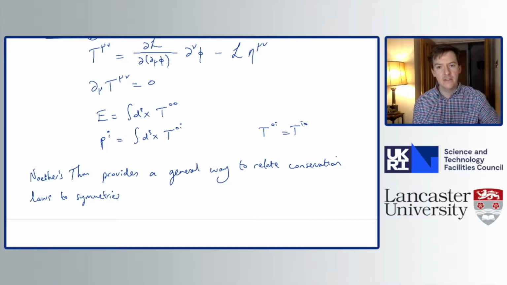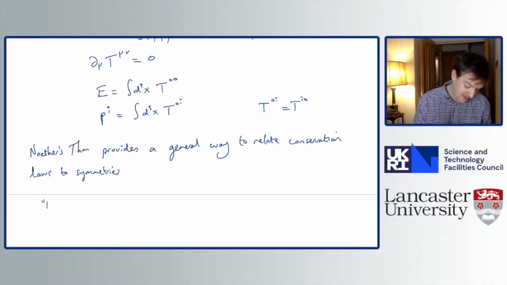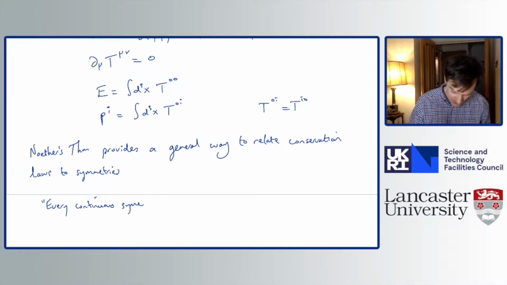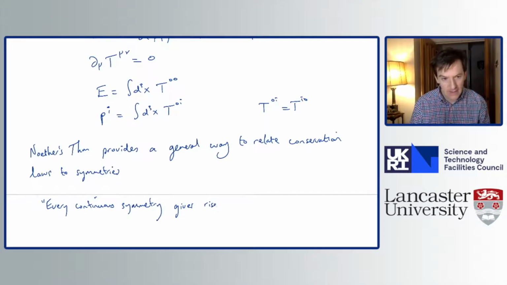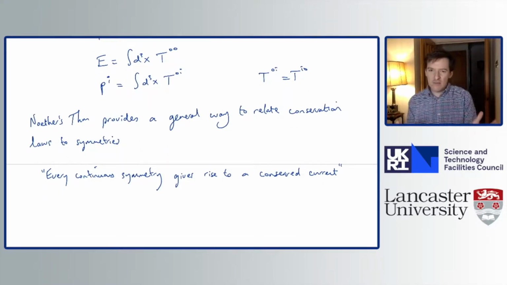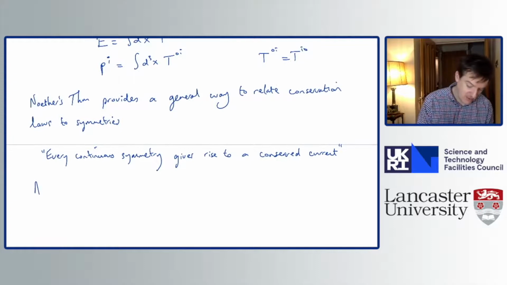Okay, so the statement of Noether's theorem is that every continuous symmetry gives rise to a conserved current. So if I have two continuous symmetries, I'll have two conserved currents. If I have four continuous symmetries, I'll get four conserved currents, and so on. Okay. What does this word mean? What does it mean to be a symmetry?